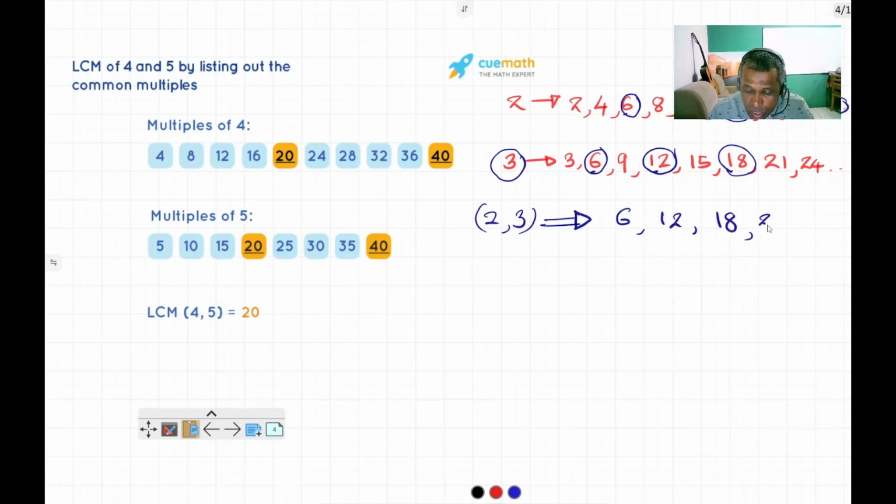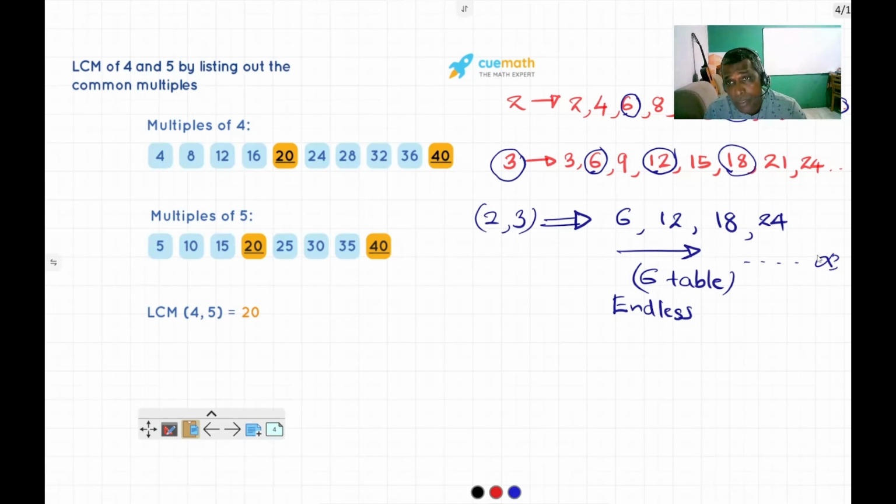Next one is 24. Why? It is on the 6th table. Common multiples are also not going to end. They are also endless. They are also moving further until infinite. There are an infinite number of common multiples.